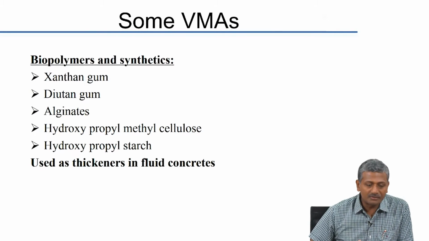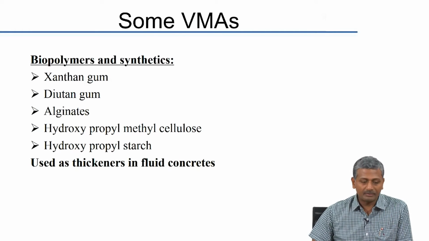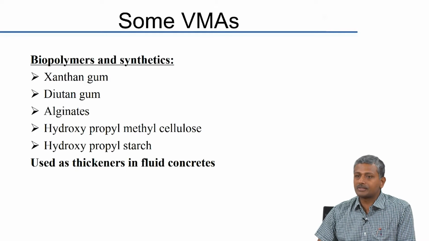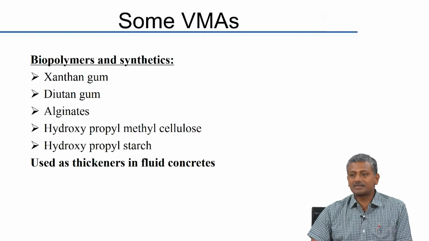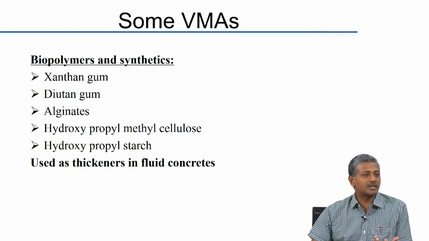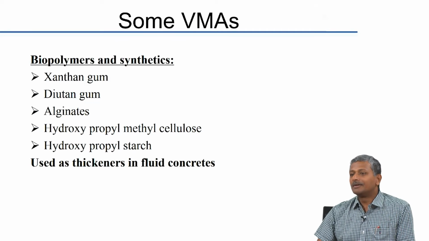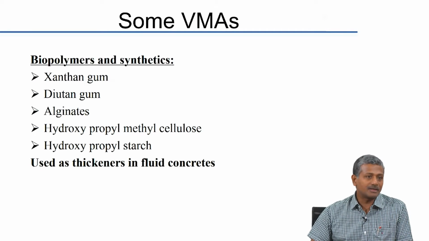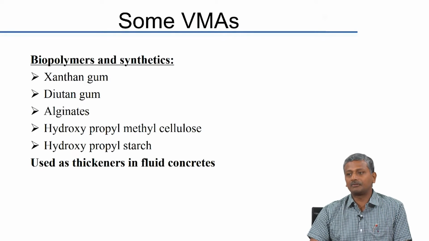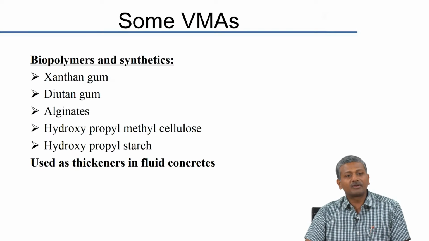So, these are different types of gums, polysaccharides essentially, again water soluble polysaccharides like xanthan gum, diutan gum, alginates, hydroxypropyl methyl cellulose and hydroxypropyl starch. These are thickeners, just like when we make soup we use thickeners, right. What is the thickener used in soup? Corn starch or corn flour or corn syrup, right. That basically provides stability to the soup. Just like that, we can add these ingredients to provide stability to the concrete, essentially increasing the viscosity of the continuous phase so that the discrete particles of the aggregate have some difficulty in settling.